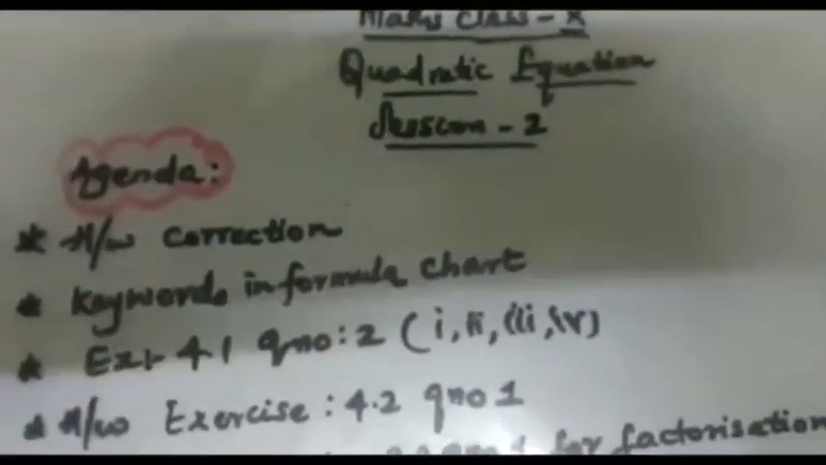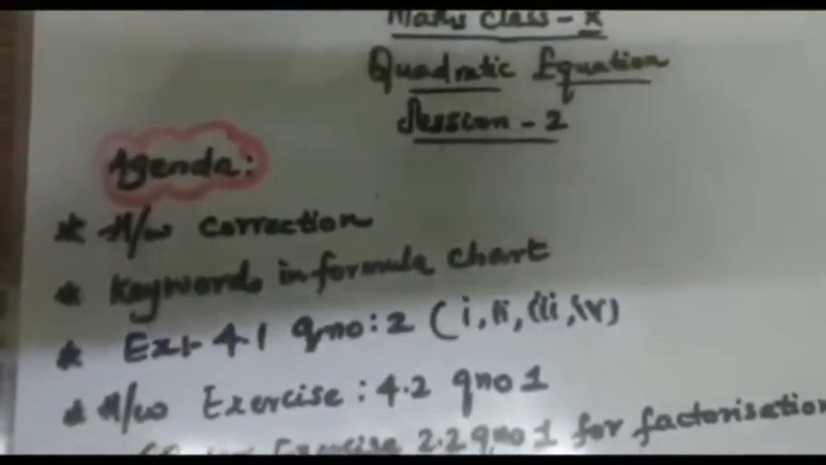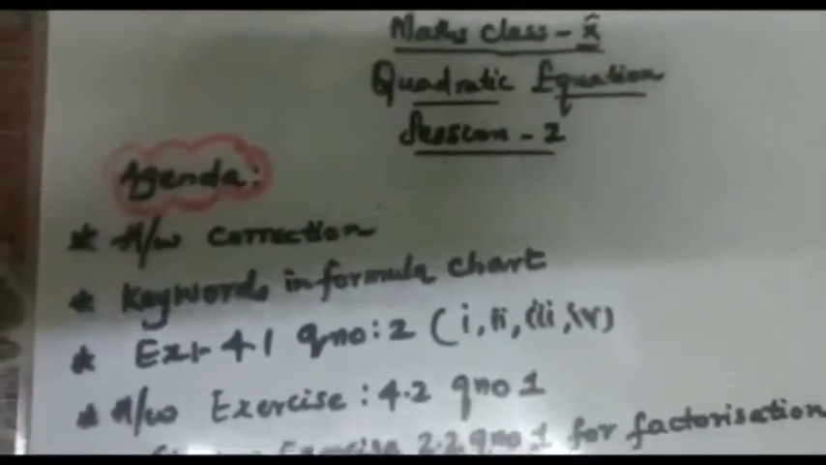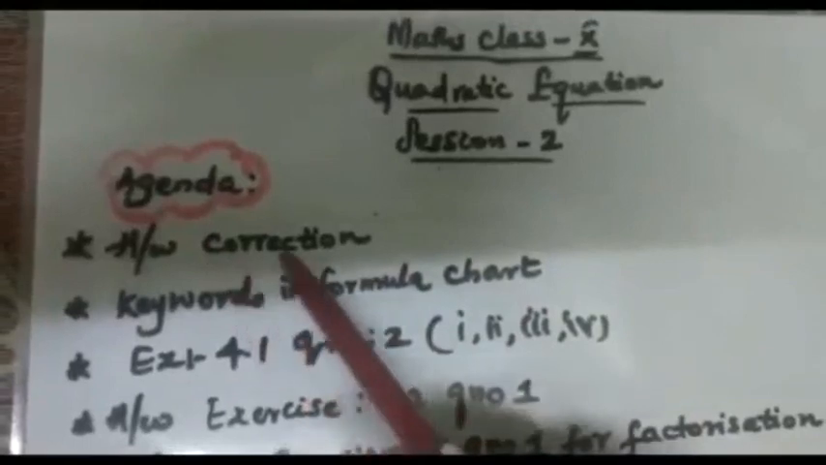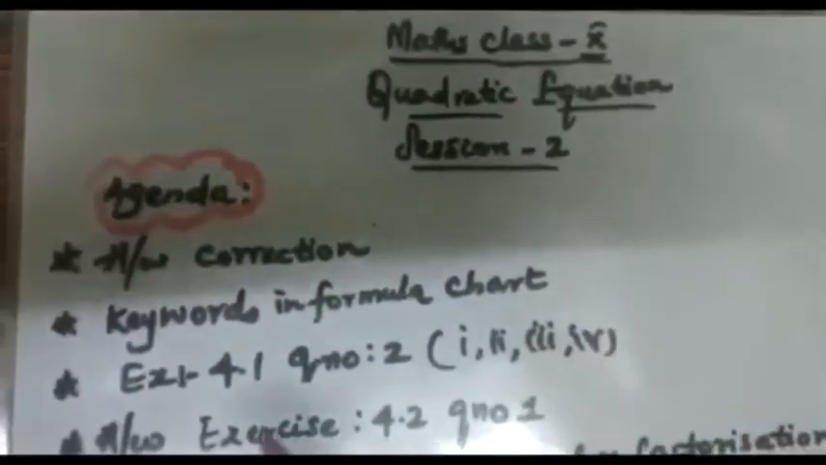So as per the agenda you can see here, from the last class we discussed 4 problems of question number 1 of exercise 4.1, and we discussed some basic algebraic identities. Using that you had to do the homework. On the agenda I have kept for today, first we will be doing homework correction. I will be displaying the answers of all the homework questions.